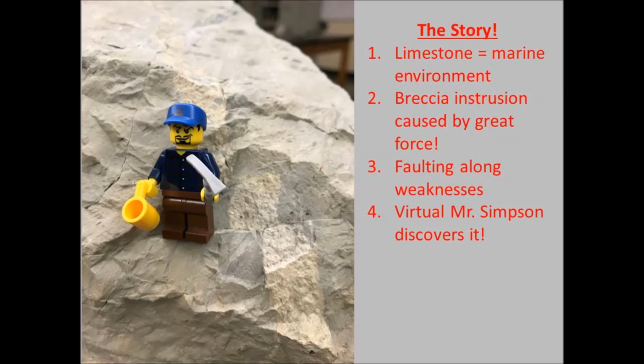intrusion as it shifted to the left towards Virtual Mr. Simpson. And finally, Virtual Mr. Simpson discovers it so he can share it with all you guys. That is just a great example of using cross-cutting relationships to develop a story of how this rock became.